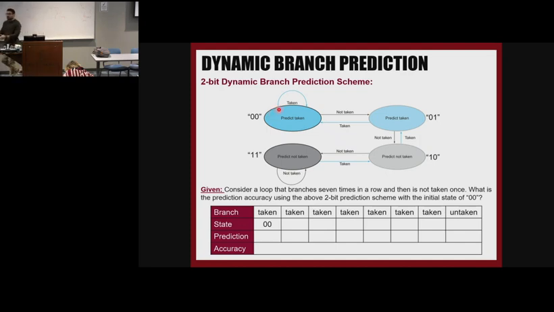We go to the decoding stage and we notice that that was an incorrect prediction. But we don't change our mind immediately, right? We go to the state 0, 1. In the state 0, 1, our next prediction will still be take the branch, right? We don't change our mind immediately. We just doubt the decision, but we still make the decision of taking the branch.